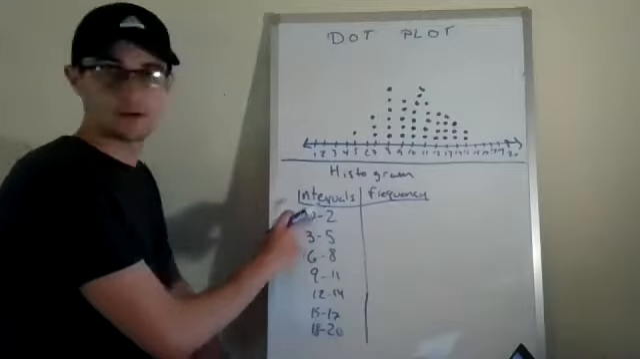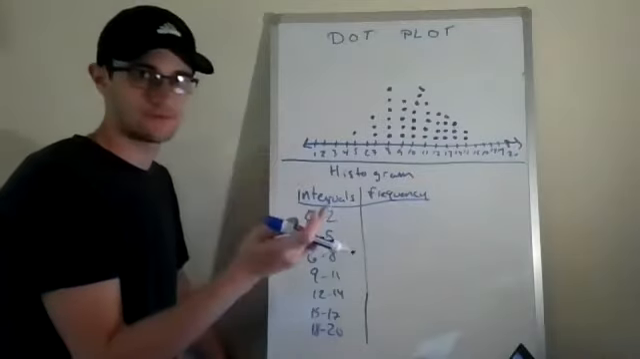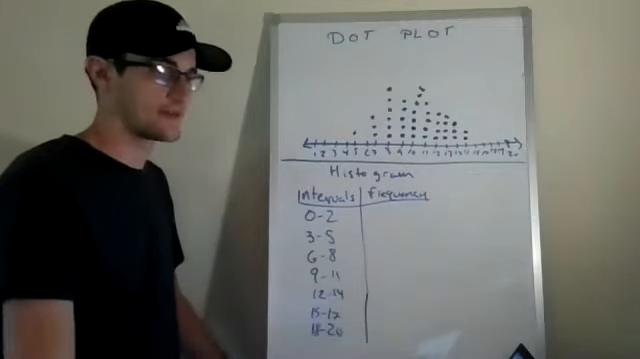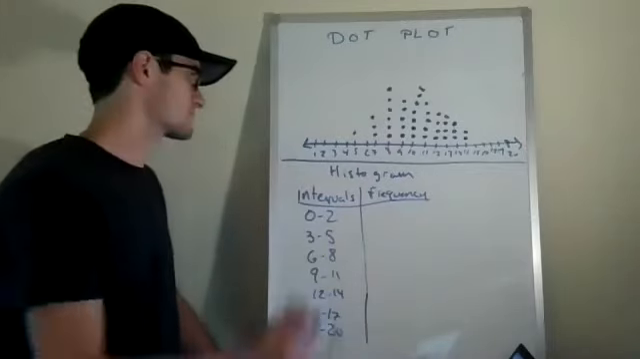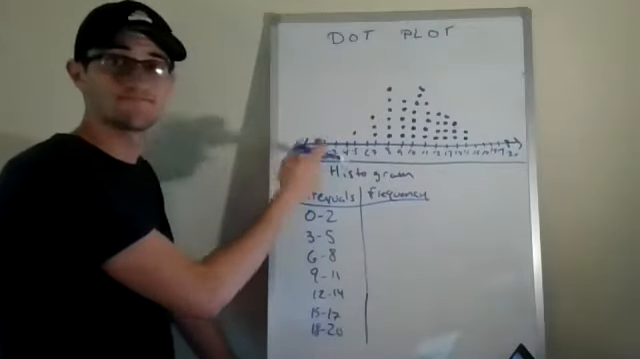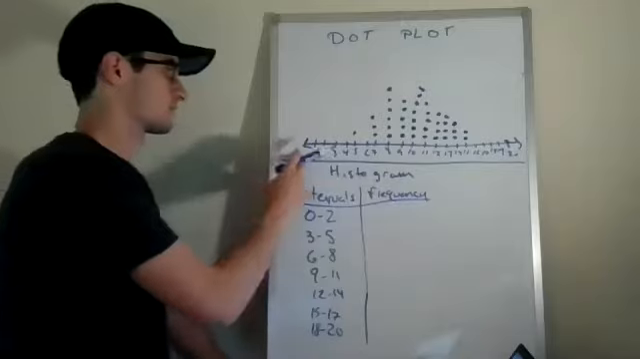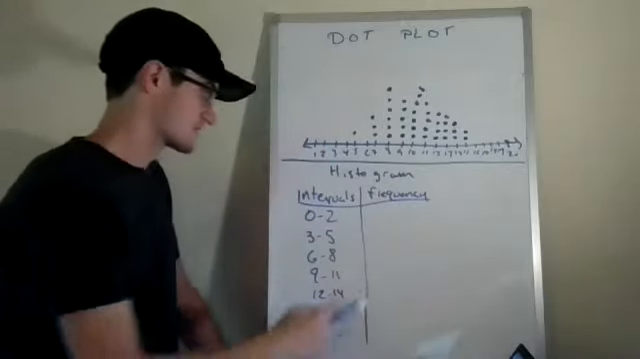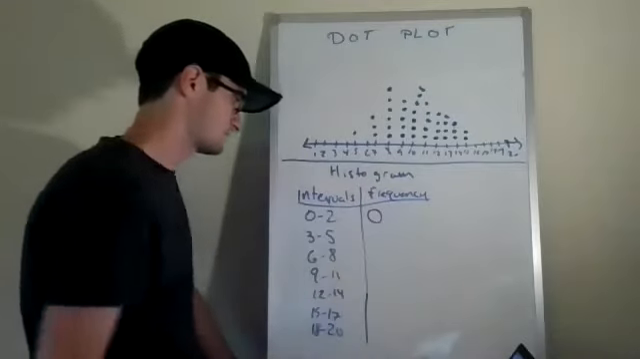Okay, so on the interval from 0 to 2, on the interval is the phrase I'm going to be using, and what that means is from 0 to 2. So is he ever scoring 0 points, 1, or 2 points? I don't think so. We don't have any dots there. Those numbers were not in our list, okay? So frequency would be 0.